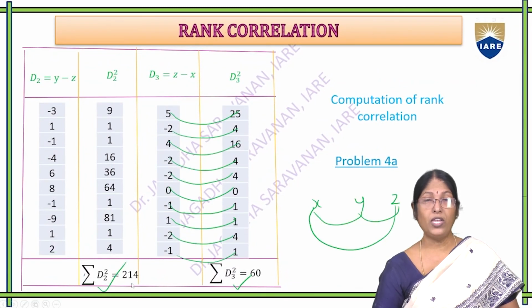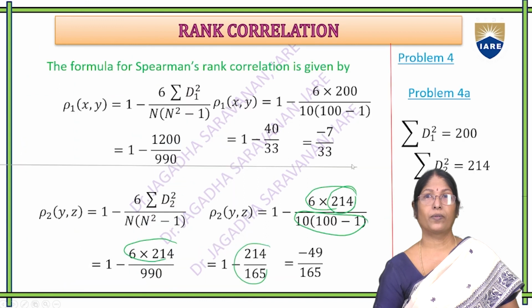So summation D2 square we found. Next D3, that is Z minus X, that is the C judge. He has given the rank for the students, that is the rank given by the C judge, Z, and this is the A judge. So Z minus X, D3 square we found, summation we did, and we will go back to our question. So this is the place, the current slide we have come to.